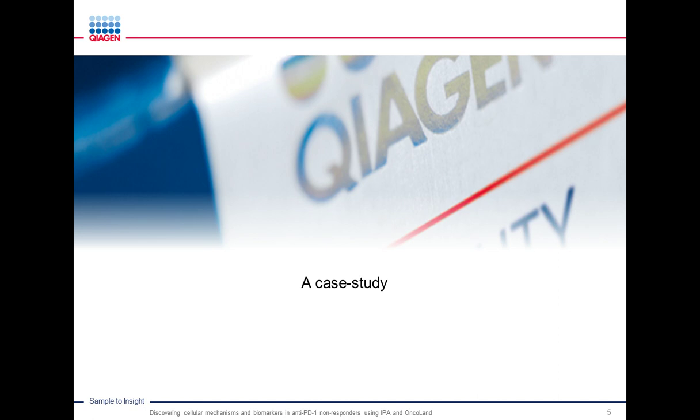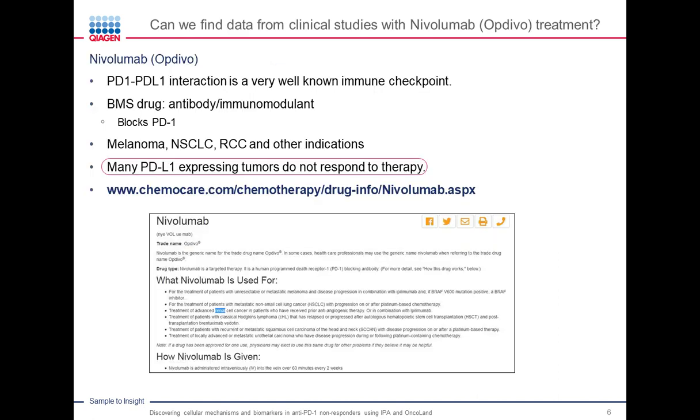So let me talk to you a little bit about this case study. The interaction between PD1 and PD-L1 is a very well-known immune checkpoint. That's why there are so many drugs designed to block this interaction. One of the drugs is nivolumab, offered by BMS. This is also known as Opdivo. So if you watch TV, you might have even seen commercials for Opdivo. It blocks PD1. It is used in indications such as melanoma, non-small cell lung carcinoma, renal cell carcinoma, and others.